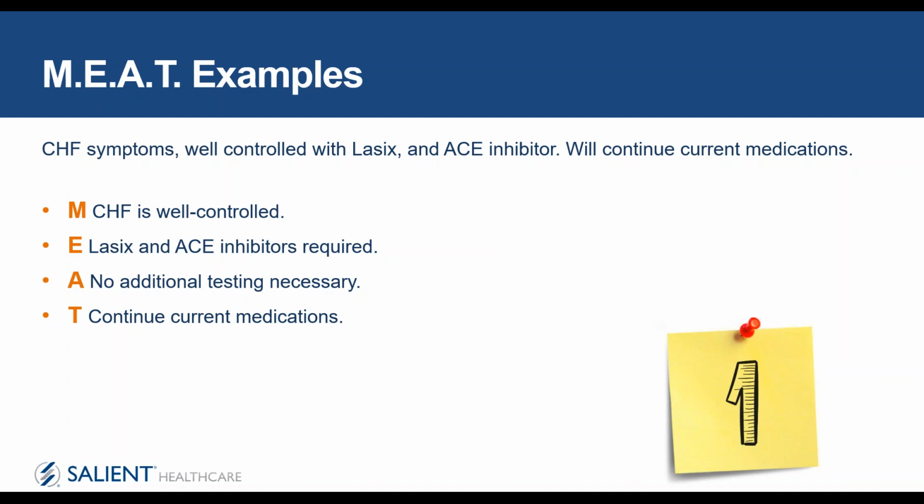Okay, all is well. We don't have any test results to review, but we do know that they're taking Lasix and ACE inhibitors, so they are on medication, and we know that for the E, which stands for evaluate, that there is no additional tests needed or adjustments because the patient is seemingly well controlled. Now for assess, which is A, we know again that nothing additional is necessary. So the recommendation is for the patient to continue their medications as indicated, which would be that T for treatment. Let's go through another example to show you how M.E.A.T works.